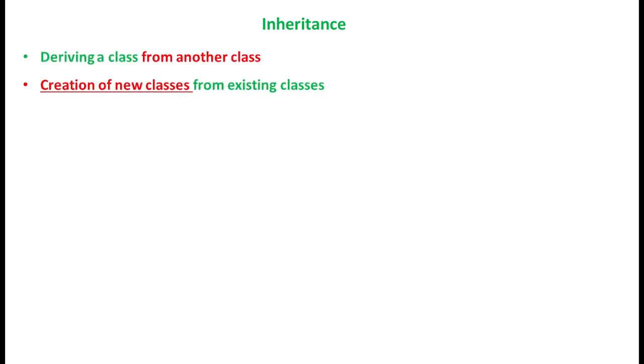Now we move on to another very important concept in software development, inheritance. Inheritance is about deriving a class from another class. As I mentioned in the previous slide about the immediate class, it is the class derived from another class. So deriving a class from another class is the meaning of inheritance. It means creating new classes from the existing set of classes.